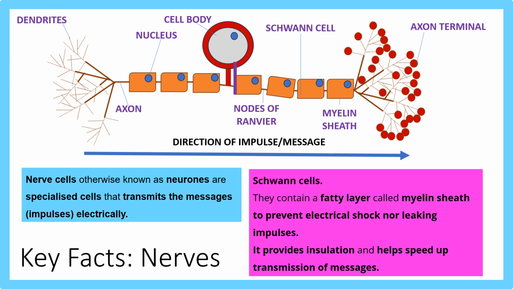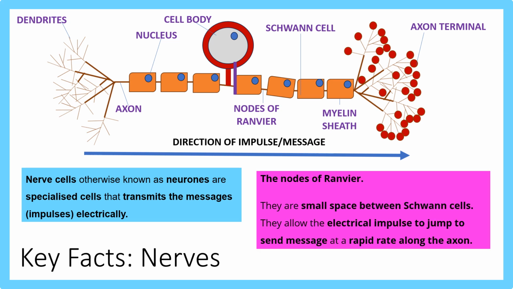Now, along the axon, you can find these specialized cells called Schwann cells. These Schwann cells have a fatty layer called the myelin sheath. And what that does is help prevent any leaking of the electrical impulses. As a result, it helps provide insulation and speed up transmission of messages. Between each of these Schwann cells, there is a small space known as the nodes of Ranvier. They allow the electrical impulses to jump to send the messages at a rapid rate along the axon. So in other words, the electrical impulse jumps in order to reach from the start to the finish.